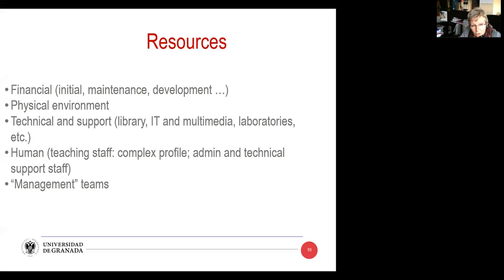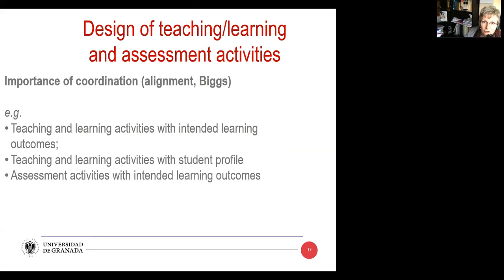The human resources I have mentioned already, and I will, as I said, speak a lot more about on Thursday. And then management teams, an important resource: leadership, coordination, a team of people who have a very clear vision of where the program should be going, what the program's aims are, and who help to pull together the human resources working on the program. So those are all the various issues which need to be taken into account as we try to align and coordinate our teaching and learning activities with our intended learning outcomes, our teaching and learning activities with our student profile, and our assessment activities with our intended learning outcomes. So it's a big, complicated jigsaw that we have here.